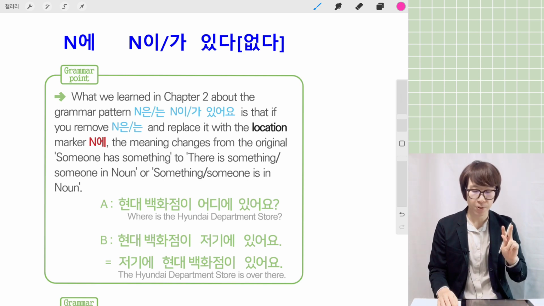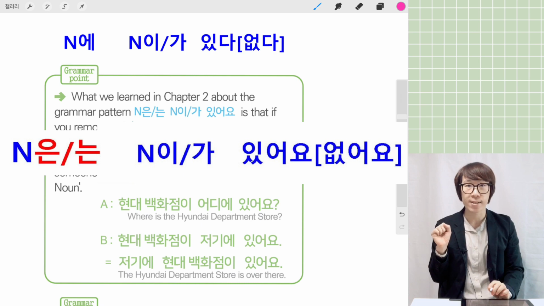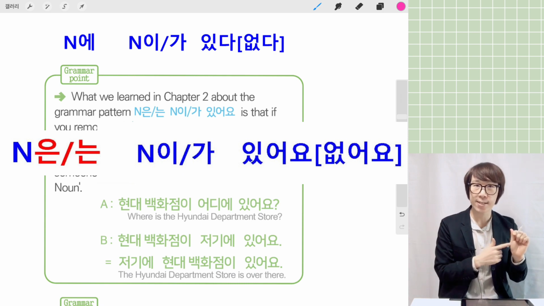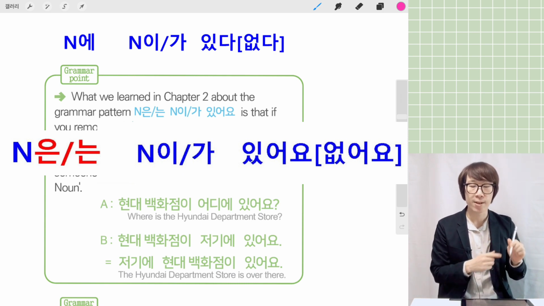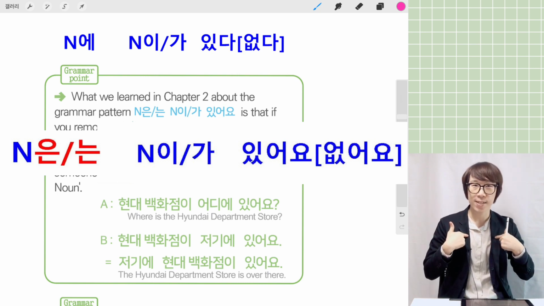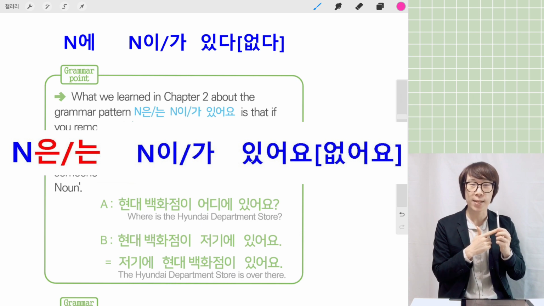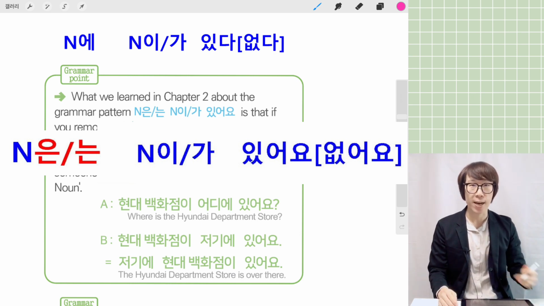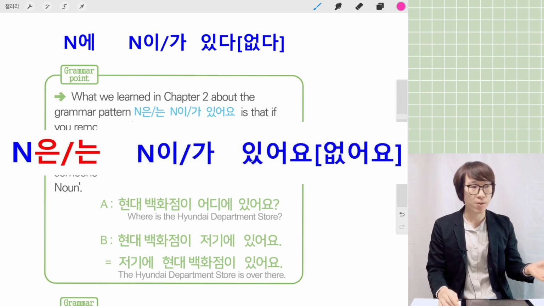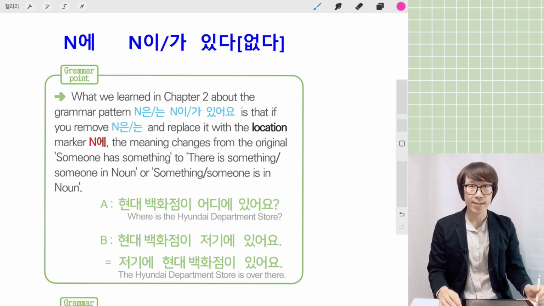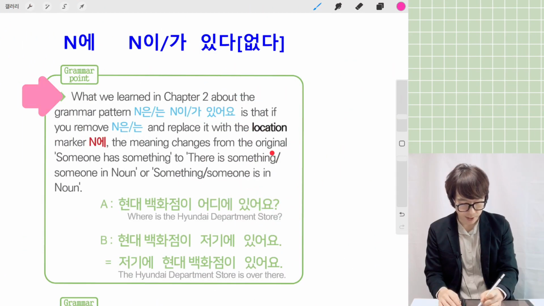In chapter 2, we studied noun은 noun이/가 있어요 and 없어요. For example, I have an apple pencil. I can say 저는 apple pencil이 있어요. So I have an apple pencil, or I have an iPhone or chocolate or milk or something. This time we are going to study a different one. Let's see.